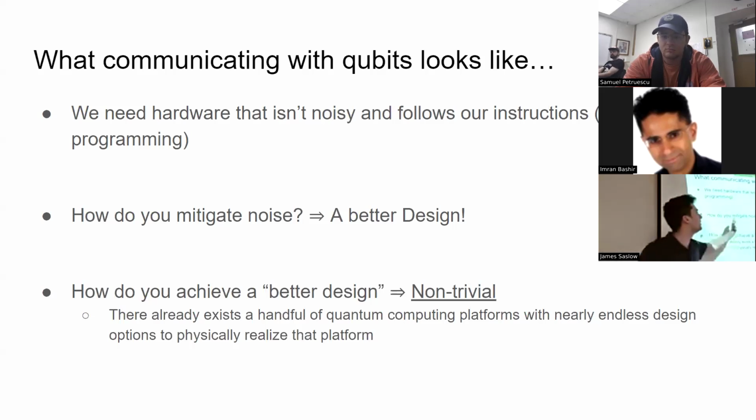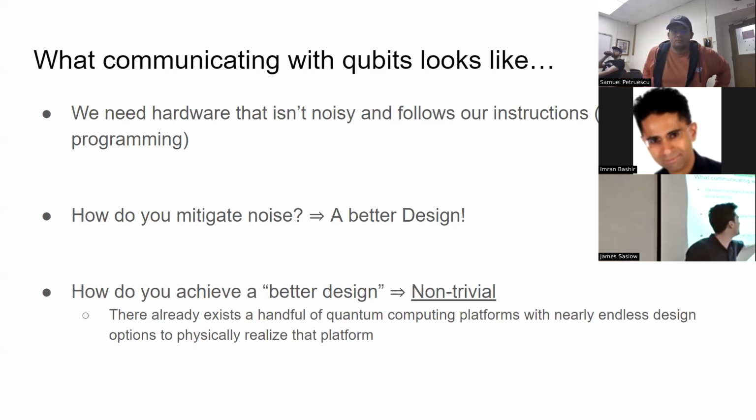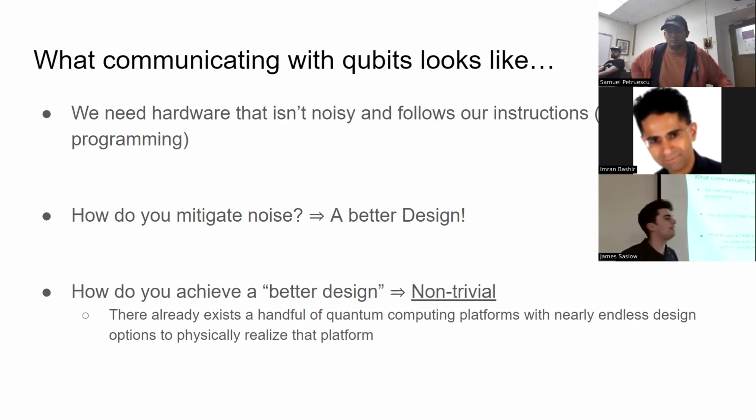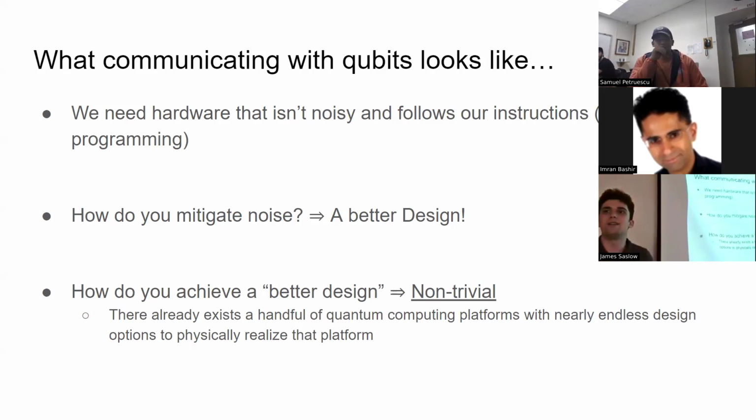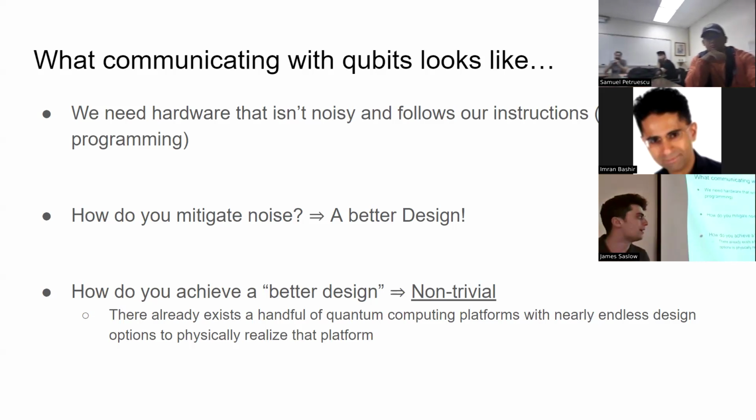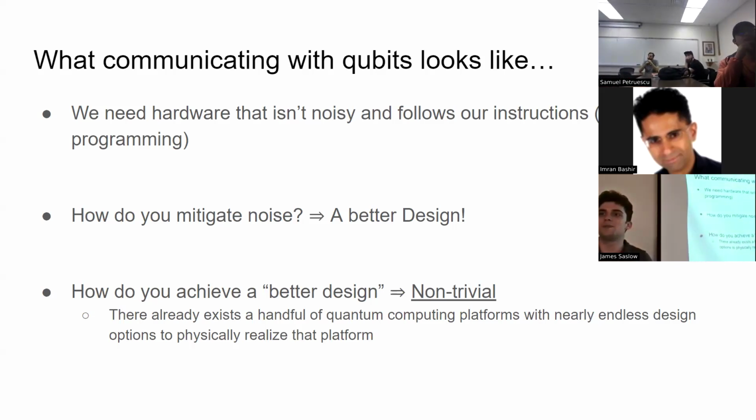So how do you mitigate noise? Well, you can mitigate noise by doing a better design. How do you implement a better design? That's a non-trivial question. There's really no clear answer, and that's why this is such an active field of research, and why there are so many different quantum platforms, and so many different ways to design each platform. At least in the superconducting world, there are a lot of ways you can design a chip. Which design is going to give you the best coherence times and the best gate fidelities is still a very active field of research.